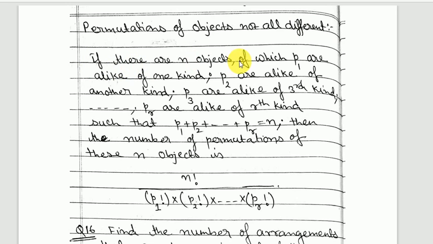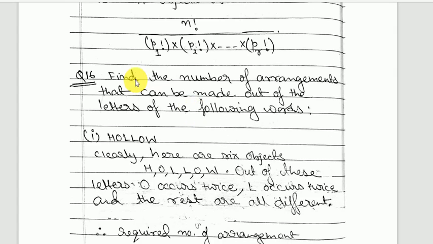If there are n objects of which p1 are alike of one kind, p2 are alike of another kind, p3 are alike of a third kind, and so on, pr are alike of the rth kind, such that p1 plus p2 plus up to pr is equal to n, then the number of permutations of these n objects is given as factorial n upon factorial p1 into factorial p2 into factorial pr. Now this definition will get more clear if you see examples.